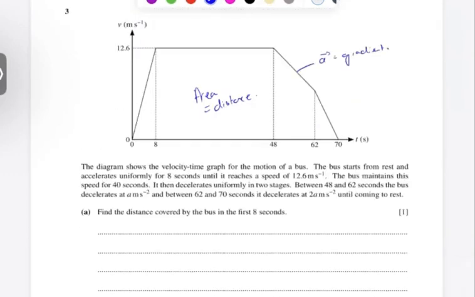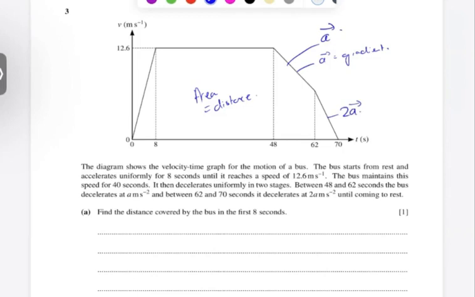The diagram shows a velocity time graph of a bus. The bus starts from rest and accelerates uniformly for 8 seconds until it reaches that speed. The bus maintains the speed for 40 seconds. It then decelerates in 2 stages between 48 and 62. That's A, and then the other one is 2A. So here they are saying there's an acceleration and then it's double the acceleration, until coming to rest.